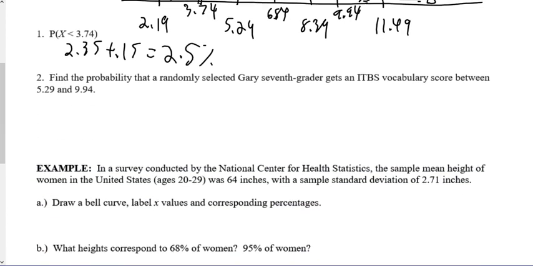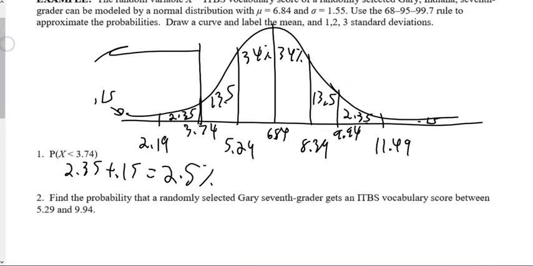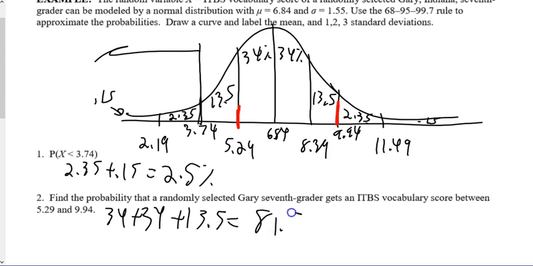Find the probability a randomly selected 7th grader scores between 5.29 and 9.94. Well, you find 5.29, which is right here, and 9.94 right here, and all you do is add up what you see. So 34 plus 34 plus 13.5. Or if you already think about 68%, you can just do 68 plus 13.5, which is going to be 81.5%. We did this a lot on the test for this in Algebra 2.